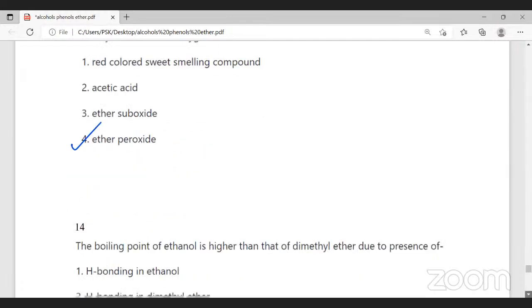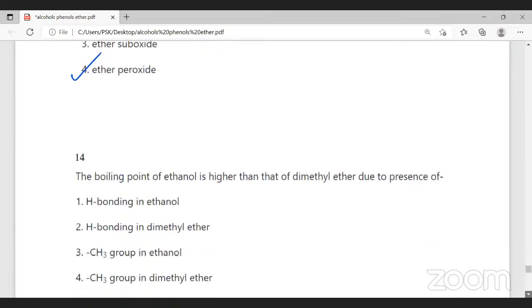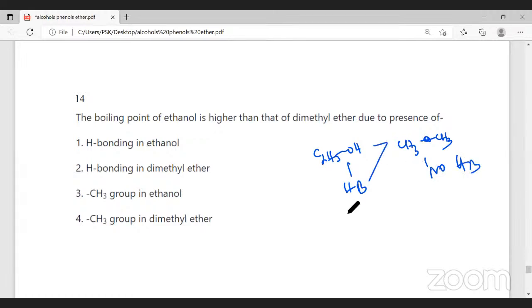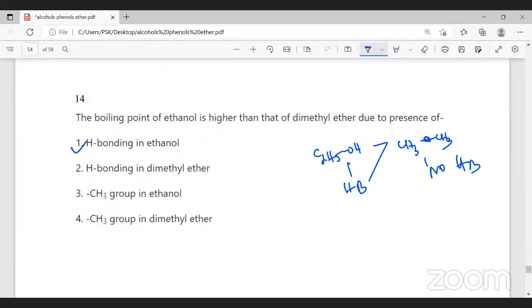The 14th question. The boiling point is higher than dimethyl ether due to the presence of, read that and tell me the answer. I just told you, ethanol, C2H5OH, and dimethyl ether. There is hydrogen bonding in ethanol. Here hydrogen bonding will be there, here there is no hydrogen bonding. Therefore, the boiling point of ethanol is greater than that of dimethyl ether. The answer will be option 1. The next question.